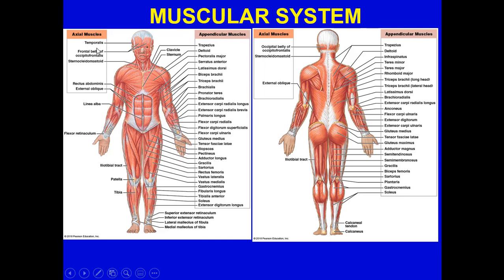As you can see here, the axial muscles include such things as the temporalis and the occipitofrontalis. This is also called the occipitofrontal muscle, which has two bellies, really. The frontal belly is here, the occipital belly is back here. You have the aponeurosis over the top of the head, okay? Sternocleidomastoid, the rectus abdominis, the external oblique, the linea alba. Now, we're going to get into all of these structures, and you need to be aware of them.